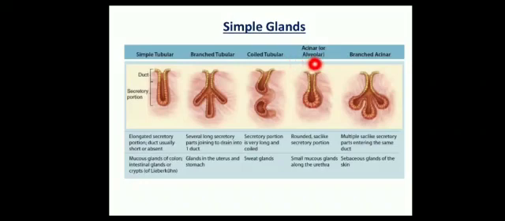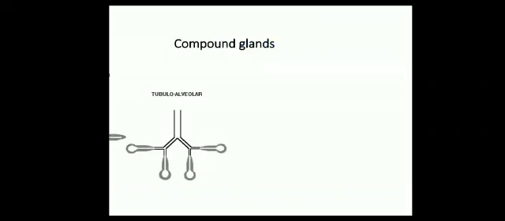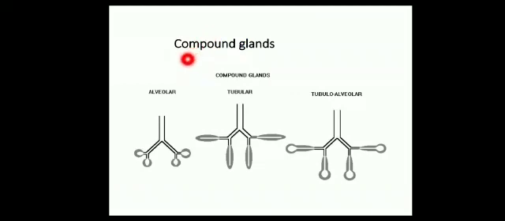Then there is simple acinar or simple alveolar, for example, small mucous glands along the urethra. Then branched acinar, for example, sebaceous glands of the skin. Again, as we have seen in the case of simple glands, that we have divided simple into simple tubular, simple alveolar or simple acinar, or simple tubulo-alveolar, the same is the case with compound glands. The compound glands can also be divided into compound alveolar, compound tubular and compound tubulo-alveolar.